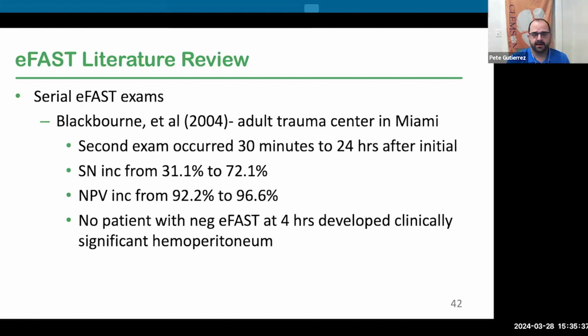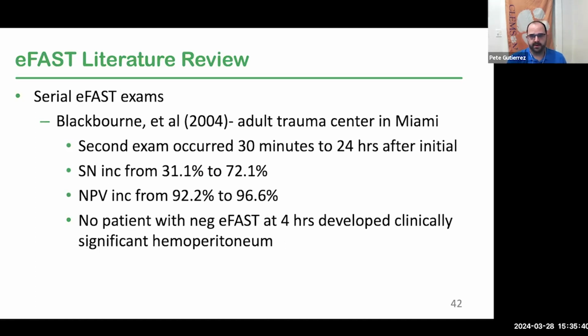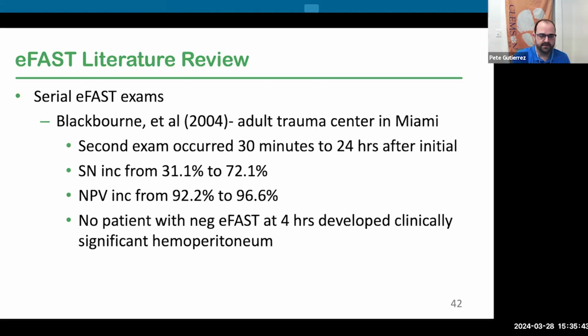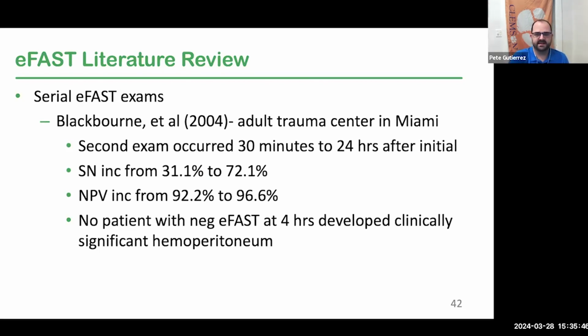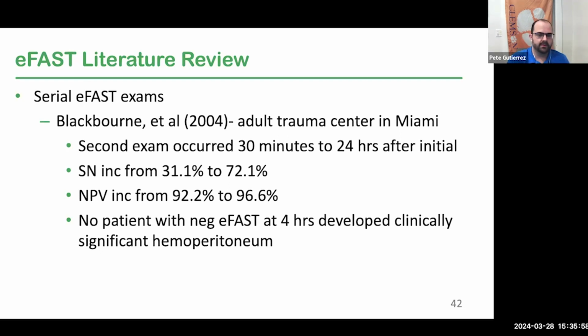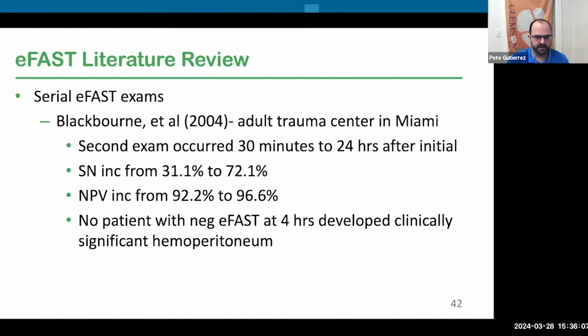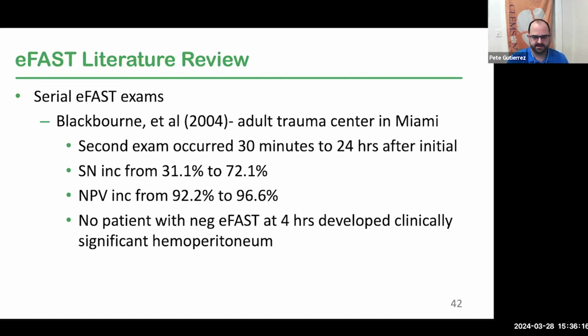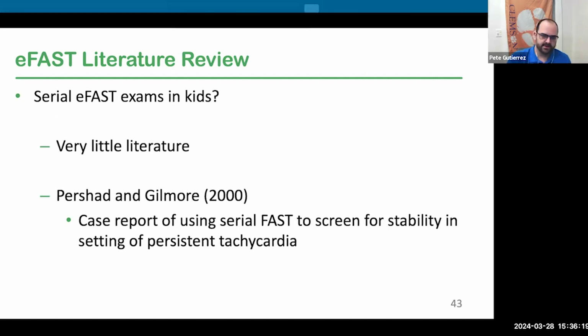So back in 2004 at an adult trauma center in Miami, they had their initial scan upon patient arrival and then did a second scan at some interval after that within the first 24 hours. On the second scan, the sensitivity and the negative predictive value improved with that delayed scan, and they found that no patient with a negative EFAST at 4 hours developed clinically significant hemoperitoneum. So it sounds pretty promising for doing serial exams, doing delayed exams, but there's no specific literature in kids.